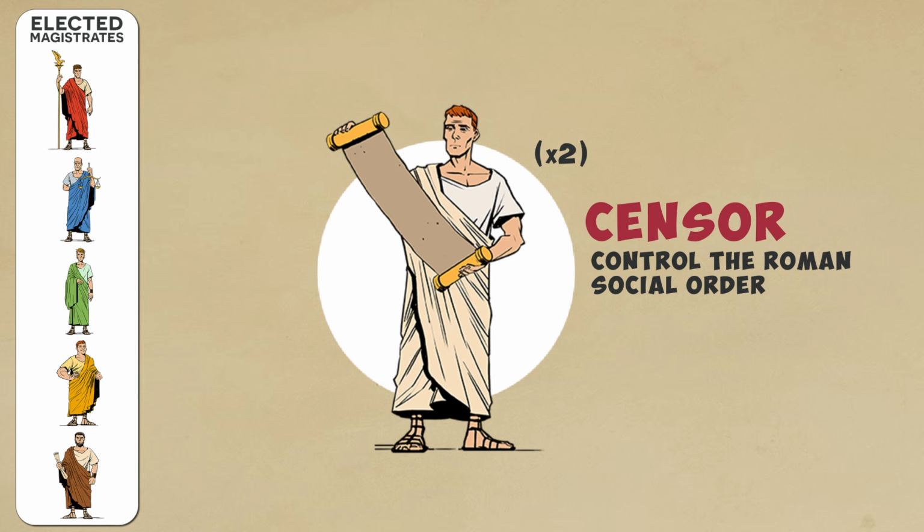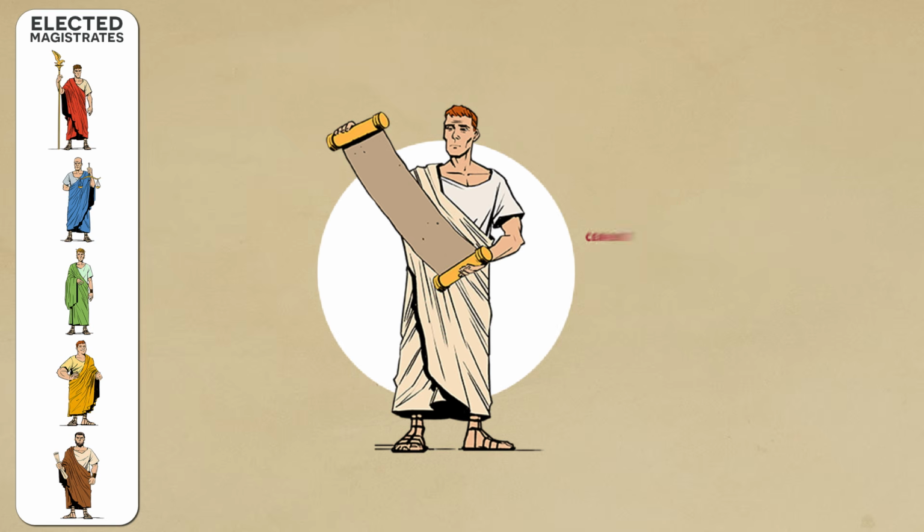Censors were primarily tasked with controlling the social order of Roman citizens. They ran the census, placed citizens into tribes and voting classes, and regulated membership of the Senate. As a result, it was an incredibly powerful and coveted position. Once again, however, no one man could be trusted with such an office, and there were always 2 censors.